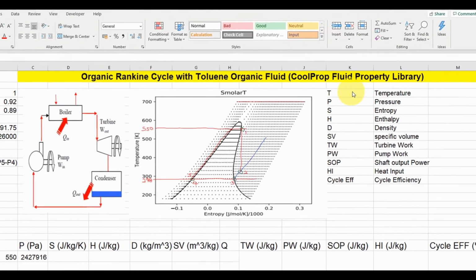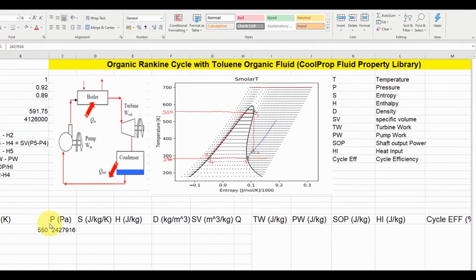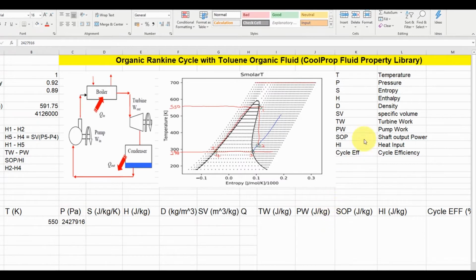Over here, I've shown the description of all the acronyms I used in this calculation. So T is for temperature, P is for pressure, S is for entropy, H is for enthalpy, D for density, SV is the specific volume, TW is the turbine work, PW is the pump work, SOP is the shaft output power, HI is the heat input, and the cycle efficiency is given as cycle F.